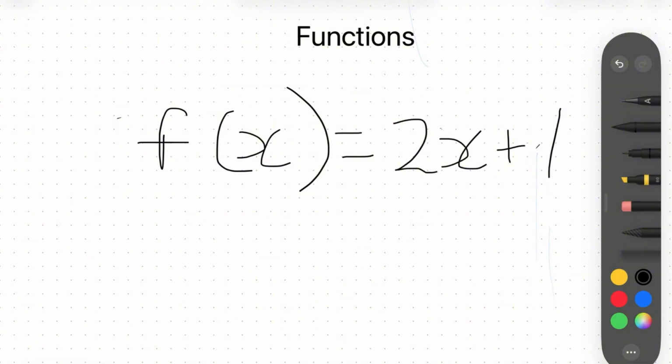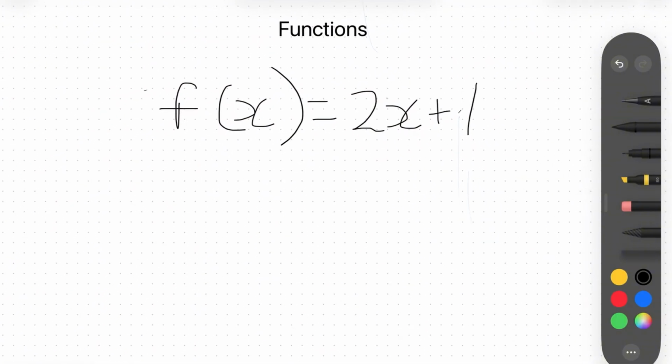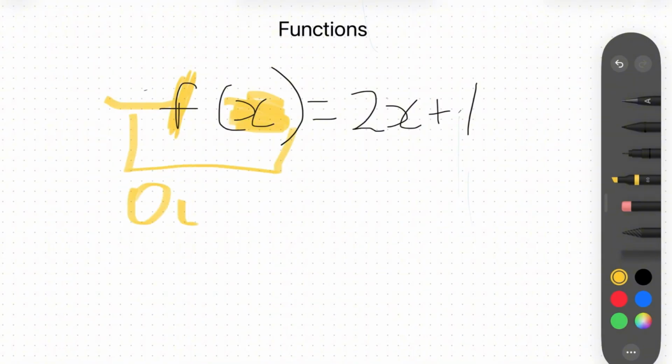So here we have a function equation. f(x) equals 2x plus 1. What does this mean? Okay, so the f in this equation, which is right here, is the name of the function. So the name of the function is f. x is the input. So together, both of these should be the output of the equation.